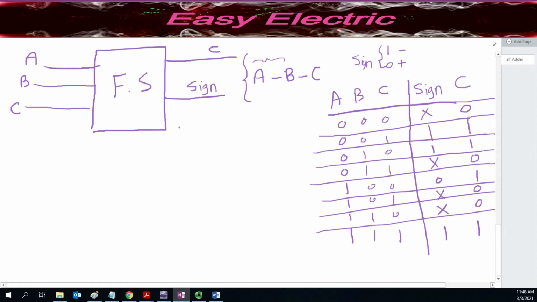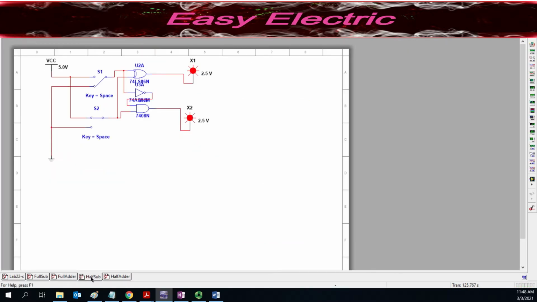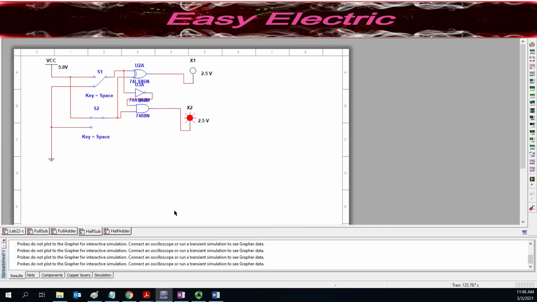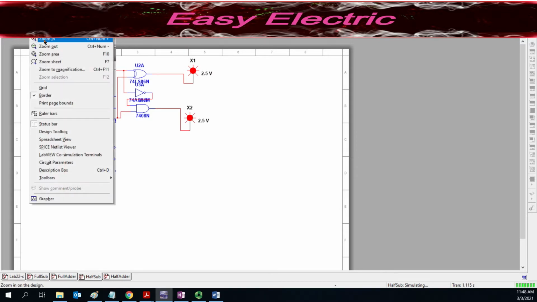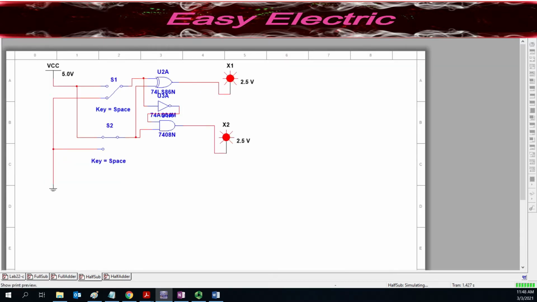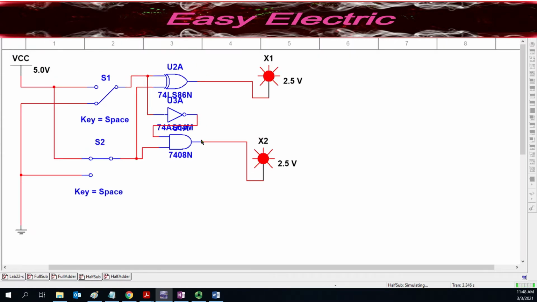We are going to simulate both of them, the full adder and also the full subtractor, and also the half subtractor with Multisim. So if I stop this and go to the half subtractor, so start to simulate that. This is its simulation. Let me just zoom in a little bit so you are able to see it. Okay, right now it's better.